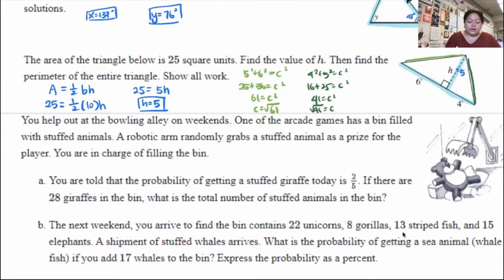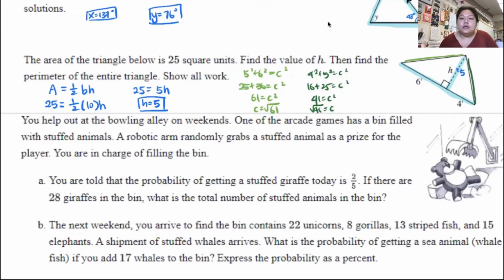So my perimeter is actually going to be not very nicely looking. It is root 61 plus root 41 plus 10, right? So again, if you were using a calculator to kind of estimate how much this is, I would go root 61 plus root 41 plus 10. So it's about 24.21. Okay? All right, so that's the way to find the perimeter of that one.